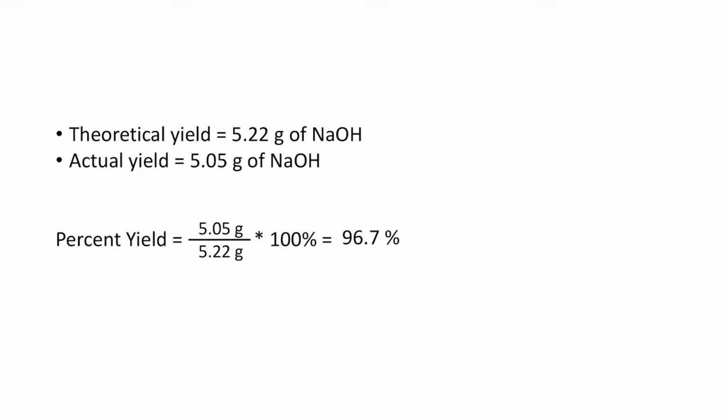From our calculation, we found that our theoretical yield is 5.22 grams of sodium hydroxide. And from the question, they're giving us the actual yield that we got in lab was 5.05 grams of sodium hydroxide. Therefore, when I establish my percent yield equation, I will put 5.05 grams on top and 5.22 grams on the bottom. And this is the percent yield that I got. Don't forget to consider significant figures when you calculate the percent yield.